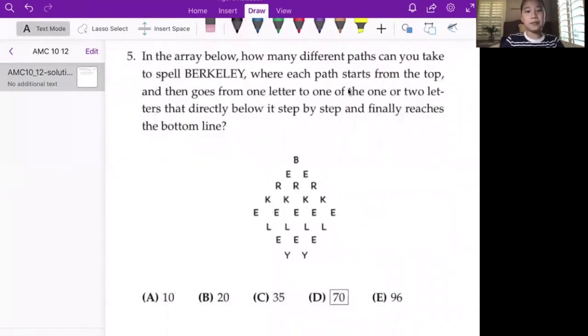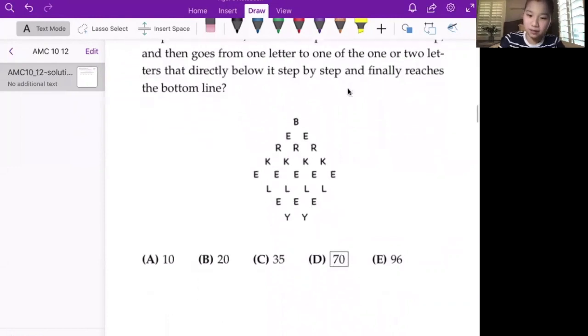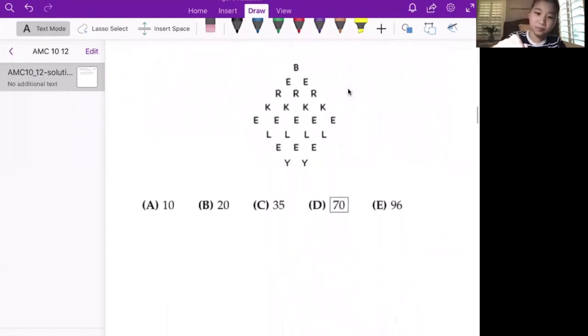Problem 5. In the array below, how many different paths can you take to spell Berkeley, where each path starts from the top, then goes from one letter to one of the 1 or 2 letters directly below it, step by step, and finally reaches the bottom line? So let's try some. B-E-R-K-E-L-E-Y.